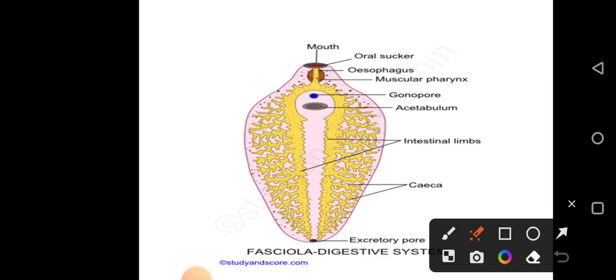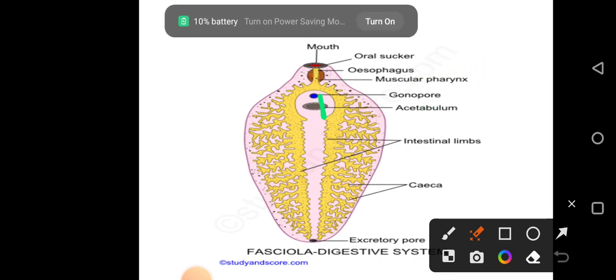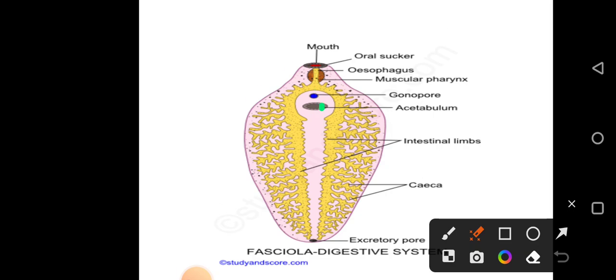Then next is the pharynx. The pharynx has a small lumen and thick wall provided with radial muscle and pharyngeal gland. Then the pharynx leads into the esophagus.